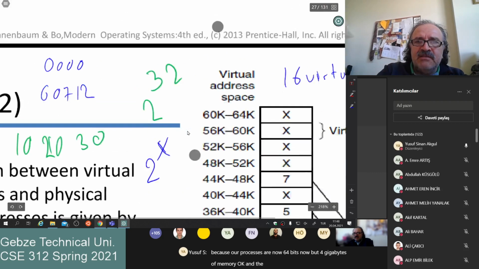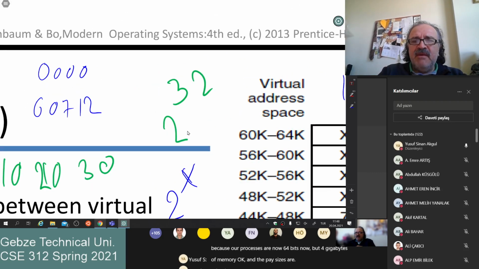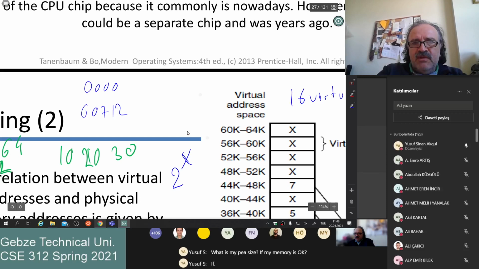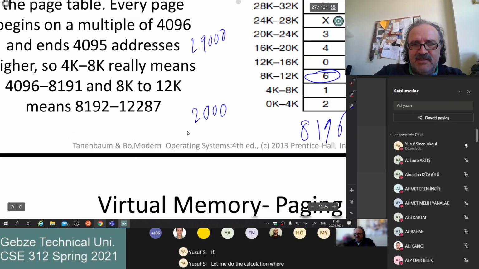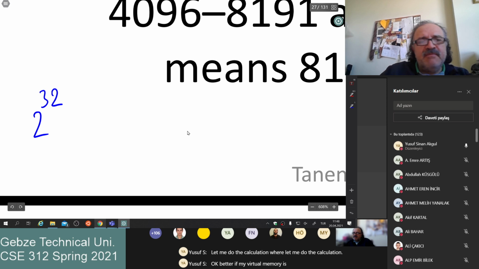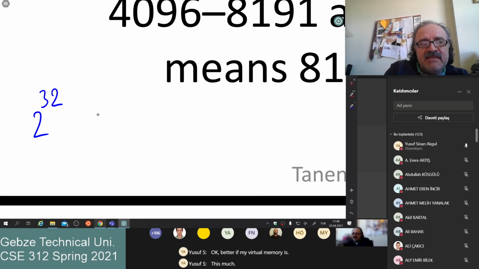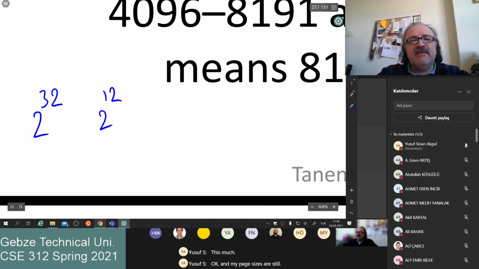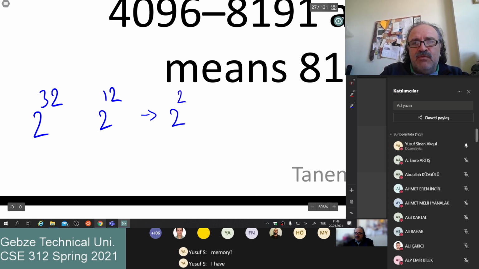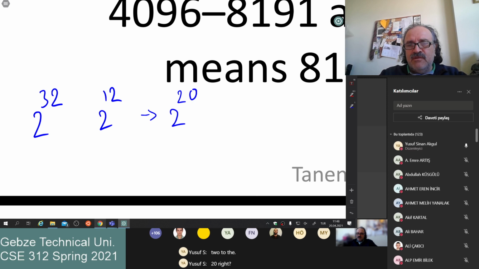And the page sizes are, what is my page size? Let me do the calculation. If my virtual memory is this much, and my page sizes are still 4 kilobytes, you have seen it, right? So that means, how many virtual pages do I have in my virtual memory? I have 2 to the 20, right? So more than 1 million pages I have.